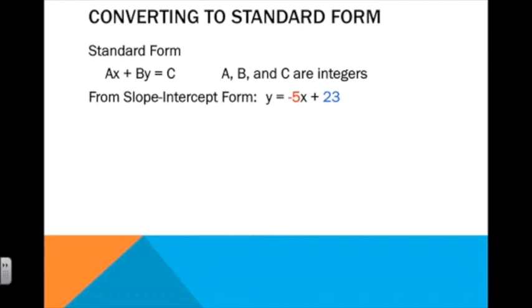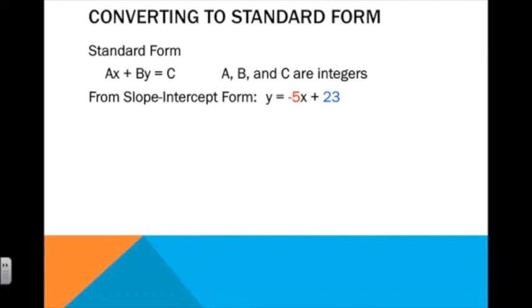Alright, so let's look at how we would convert to standard form, as I mentioned earlier. Sometimes you'll be asked to give your answer in standard form. Our standard form is ax plus by equals c, and technically a, b, and c need to be integers. That means they can't be fractions.